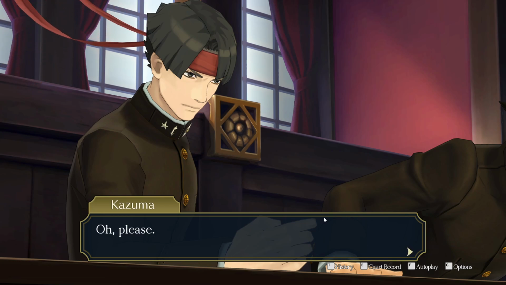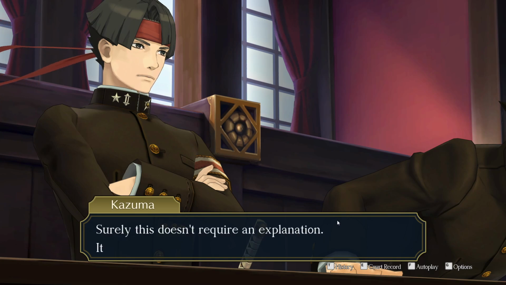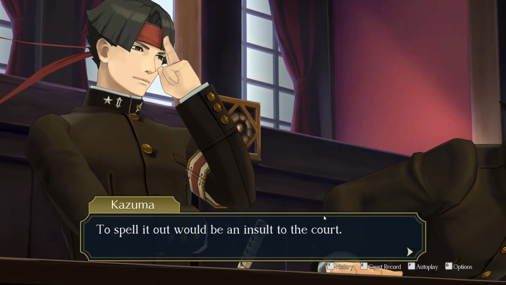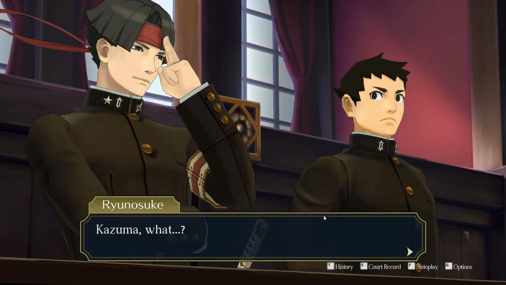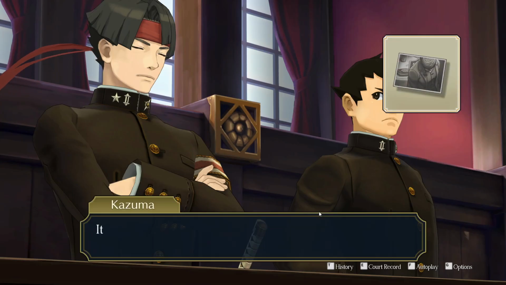Oh, please. Surely this doesn't require an explanation. It couldn't be any more plain. To spell it out would be an insult to the court. Kazuma. What? What are you talking about?